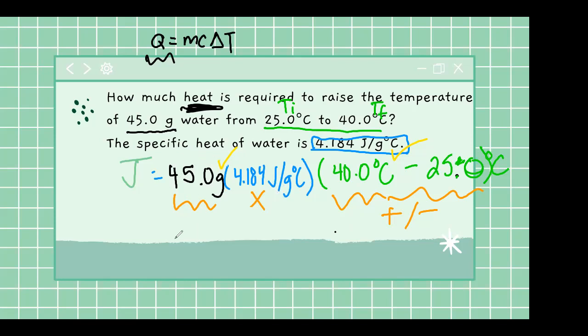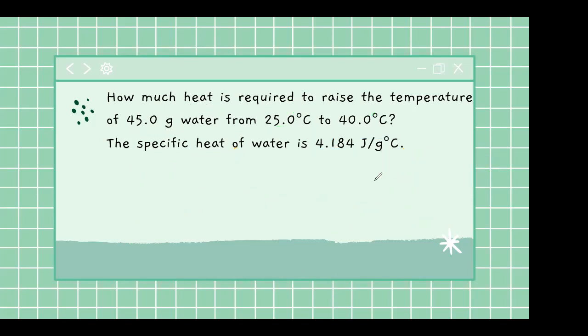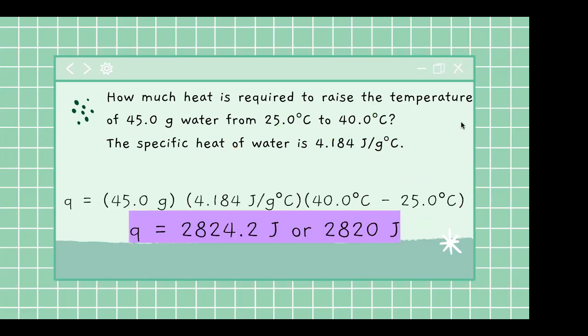How many sig figs are supposed to be in our answer? 3, yeah, so 3. So if it's 2,800, what did Daniel say? 2820, yeah. So let me go ahead and clear this. Okay, yeah, 2824.2 joules or 2,820 joules is the correct answer. So good job, everyone. Does anyone have any questions on how we got to our answer?